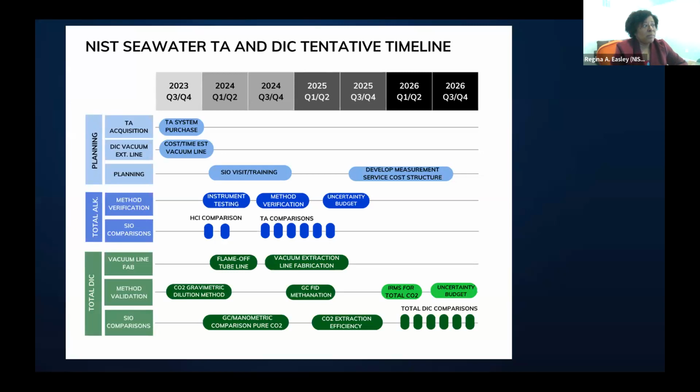With total dissolved inorganic carbon, the plan is to just move forward with the vacuum line fabrication, and that will start with fabricating a system so that we can introduce the flame off tube into our measurement device, which right now it does seem like it's GC.